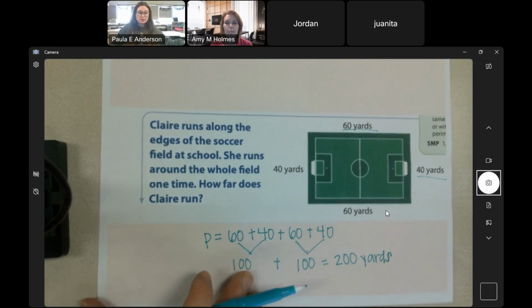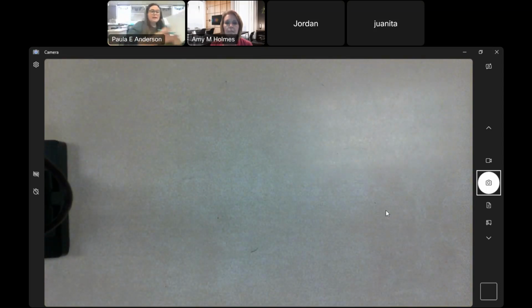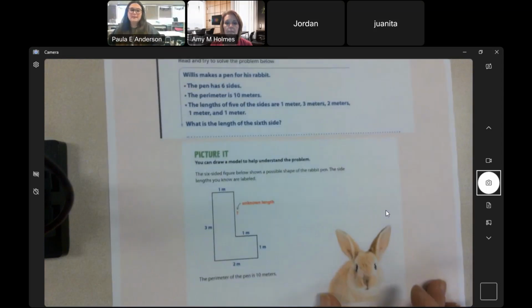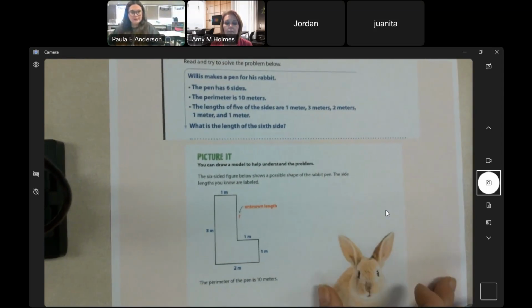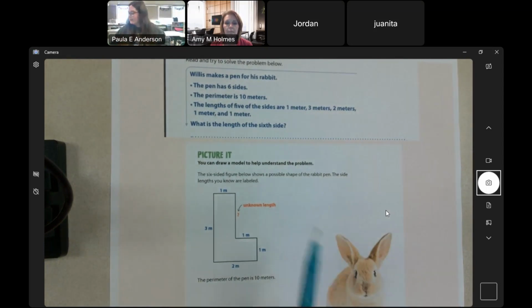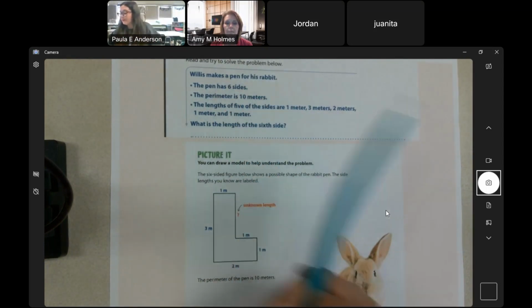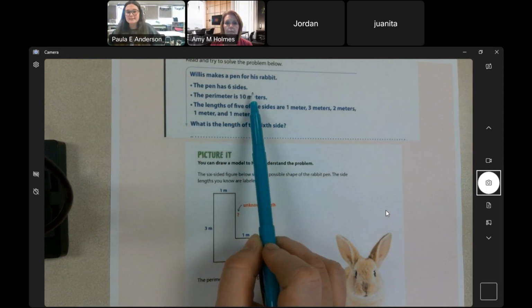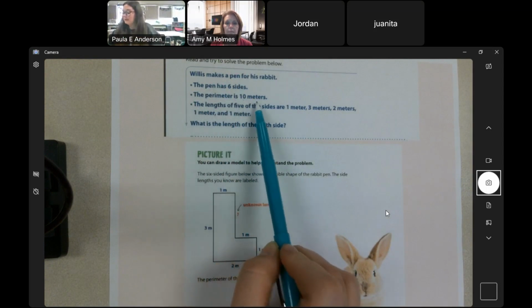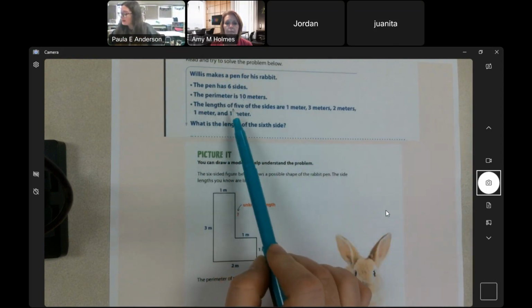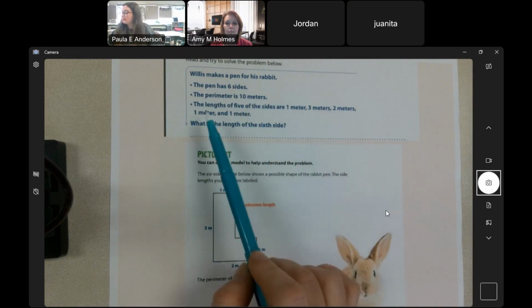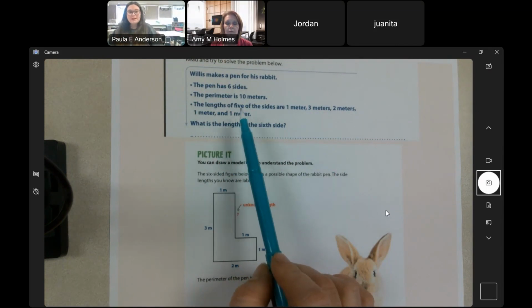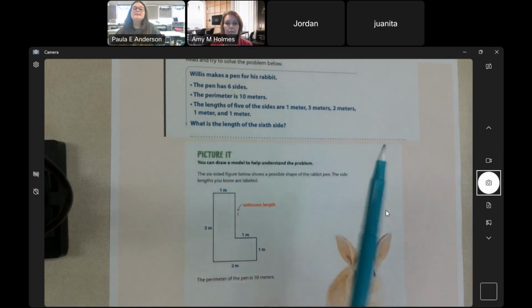Then I have another one. So another thing that they're talking about in third grade is missing side lengths. We have a problem that says, Willis makes a pen for his rabbit. The pen has 6 sides. The perimeter is 10 meters. The lengths of 5 of the sides are 1 meter plus 3 meters plus 2 meters plus 1 meter and 1 meter. And it says, what is the length of the 6th side?